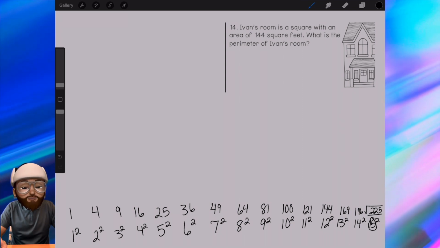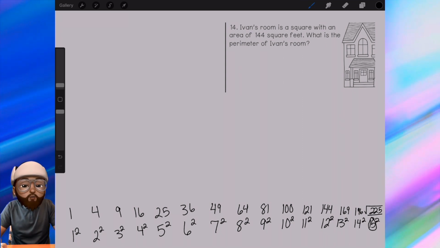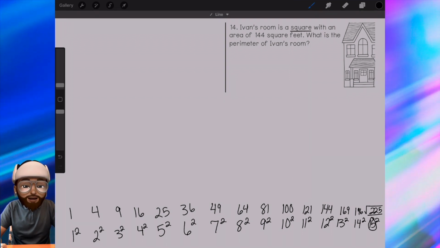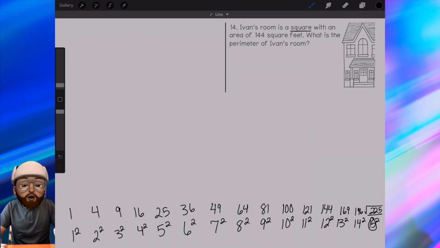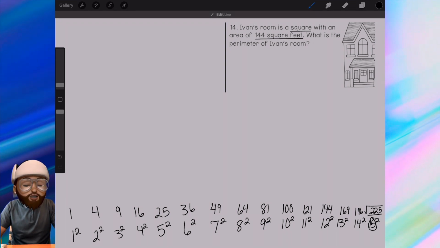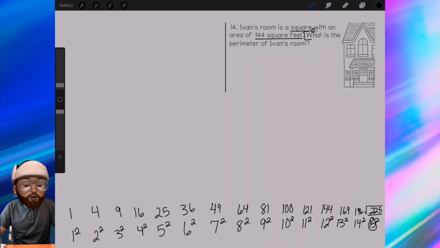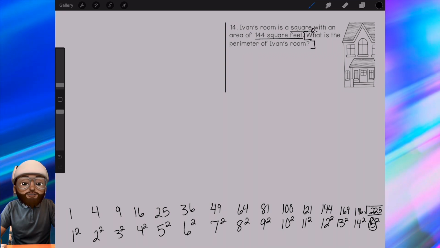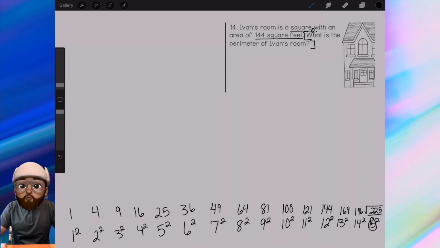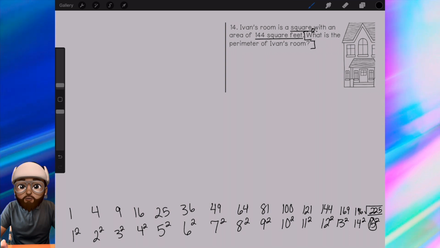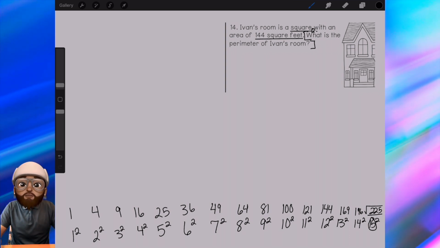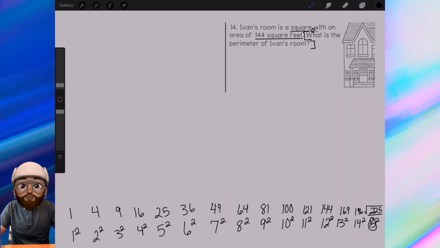I'll read it now. Ivan's room is a square, underline square, so we know what shape we're going to be making, with an area of 144 square feet. The question asks us, what is the perimeter of Ivan's room? So we don't just want to know what one side is like our last question. We actually want to know the perimeter. So we're going to be adding up all 4 sides of this square.